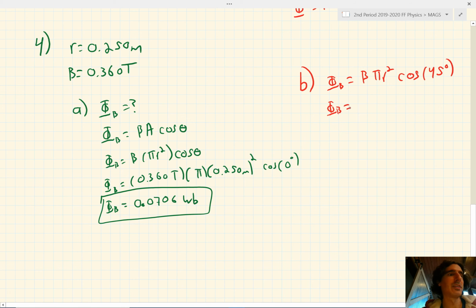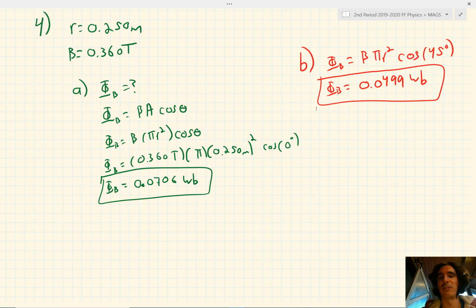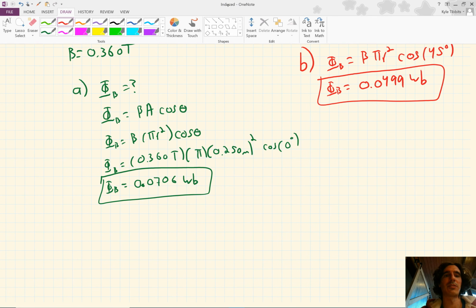When we plug that in our calculators, we get 0.0499 Webers. And that makes sense. As we get closer to 0 degrees, it should increase. In this case, we do get a smaller magnetic flux.